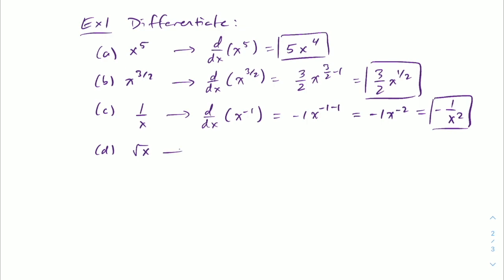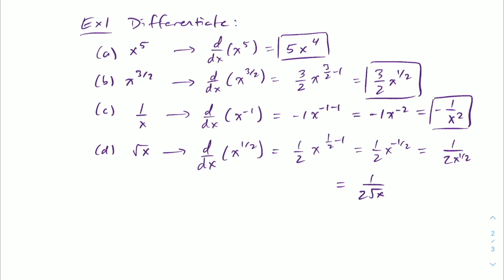And then the last one, square root of x, we rewrite as a fractional power. Square root is the same as x to the 1/2. And then we use the power rule, so we'll get positive 1/2 x to the 1/2 minus 1, which is 1/2 x to the negative 1/2, which you could rewrite as 1 over 2x to the 1/2, or you could write as 1 over 2 square root of x. These are both acceptable.